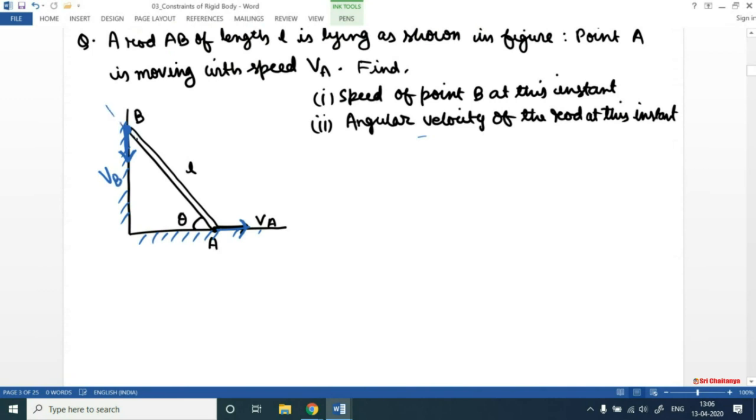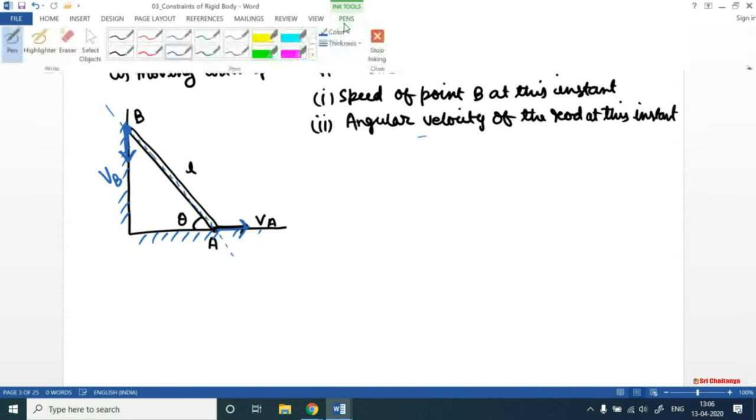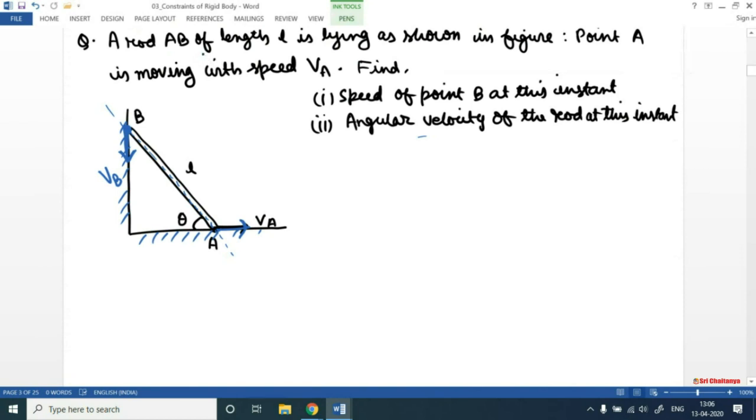Now, as we learned, we will be resolving the velocities of point A and point B in two mutually perpendicular directions. This angle here is theta. So this is going to be VA cos theta, and this is going to be VA sin theta. Similarly, when we resolve VB, these will be two mutually perpendicular components. If this angle is theta, this is 90 minus theta, so this angle would be theta over here. So this would be VB cos theta, and this would be VB sin theta.